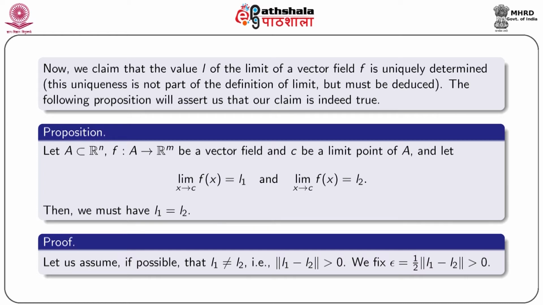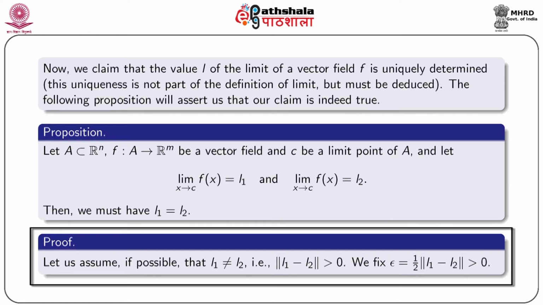We start the proof. Let us assume, if possible, that L1 and L2 are different. That is, norm of L1 minus L2 must be positive. So, we fix our epsilon to be half the distance between L1 and L2, that is, epsilon equal to half norm of L1 minus L2. As L1 and L2 are different, clearly epsilon is positive.